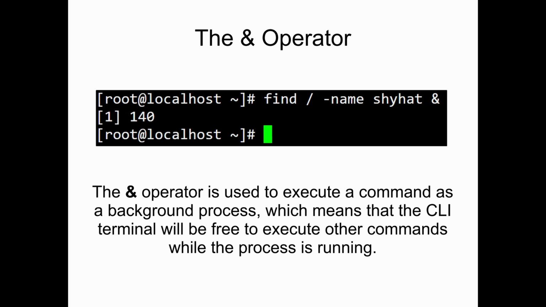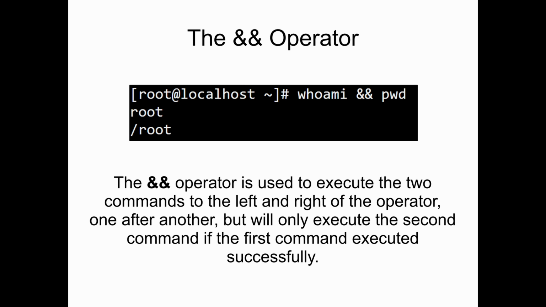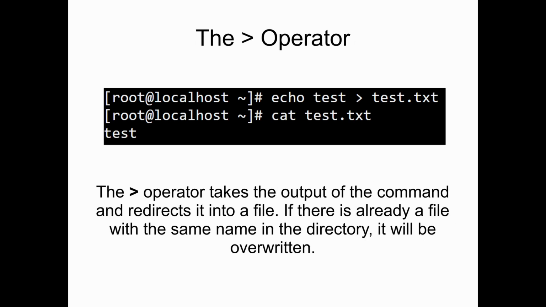The & operator is used to execute a command as a background process, which means that the CLI terminal will be free to execute other commands while the process is running. The double ampersand operator is used to execute the two commands to the left and right of the operator, one after another, but will only execute the second command if the first command executed successfully. The greater than operator takes the output of the command and redirects it into a file. If there is already a file with the same name in the directory, it will be overwritten.